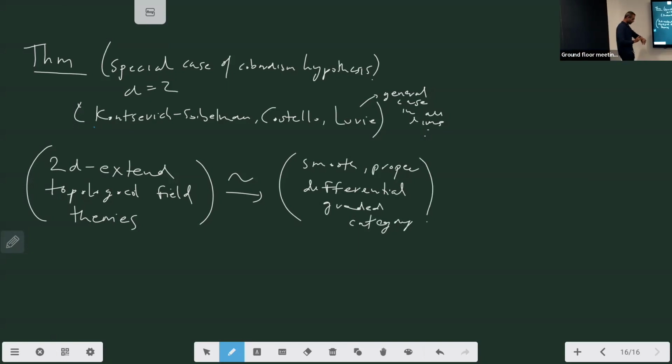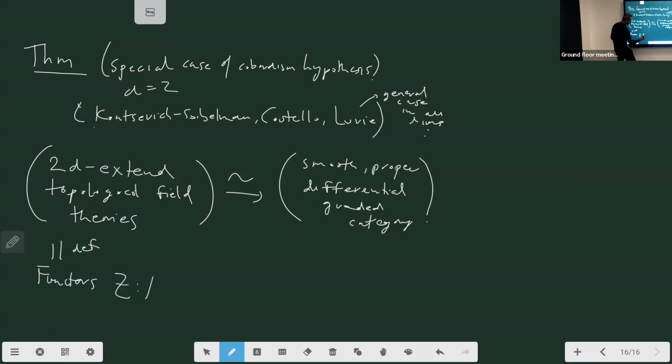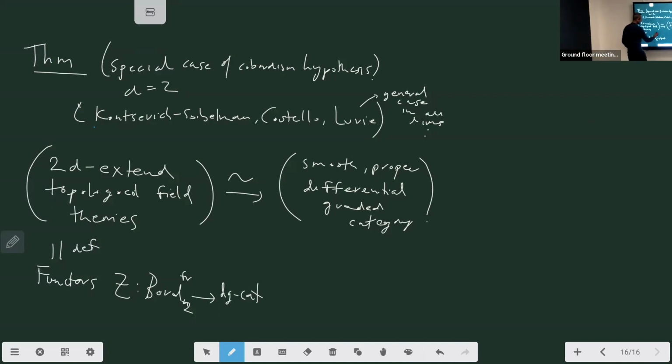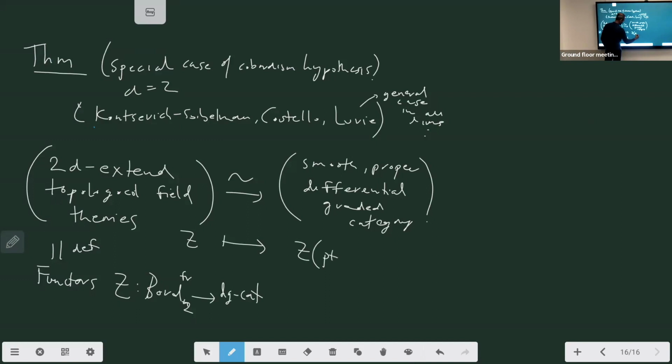Right? So the left-hand side, these are basically functors. The definition of the left-hand side: these are functors Z from some category of bordisms. So this is Bord 2 in this case, bordisms of manifolds, an infinity 2 category, into two DG categories. And this arrow just sends Z to Z of a point with some trivial figure.